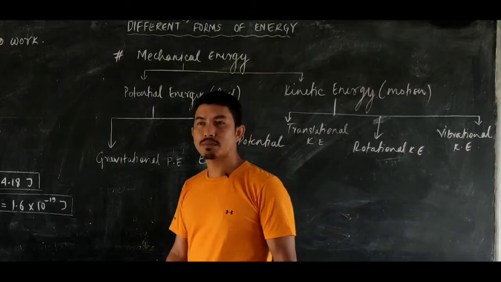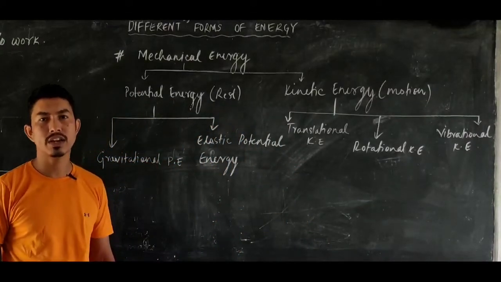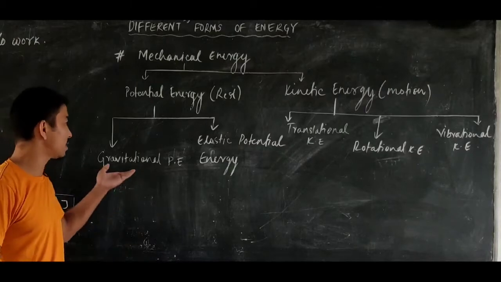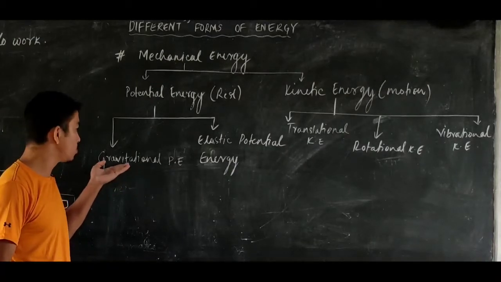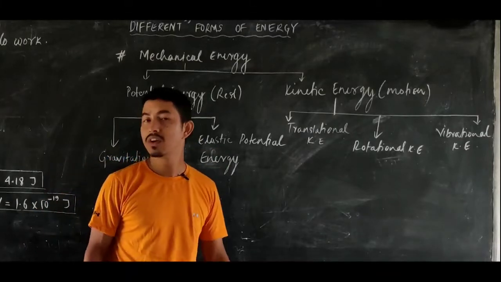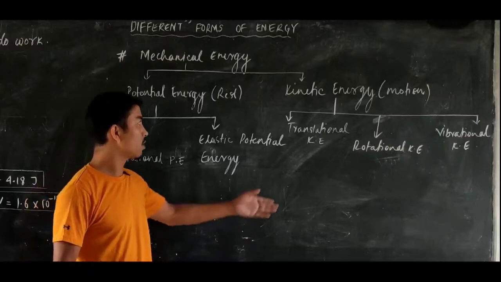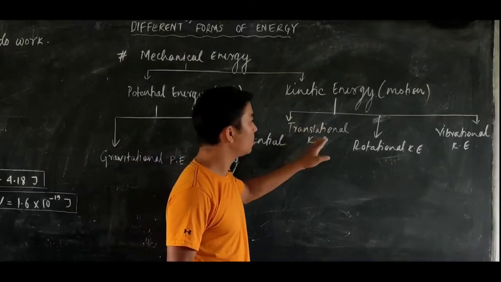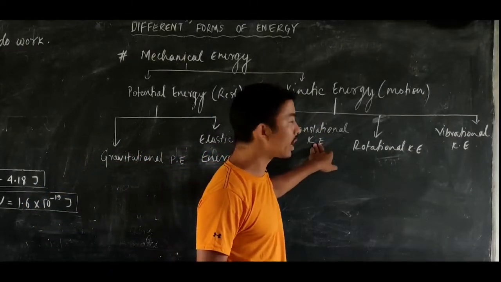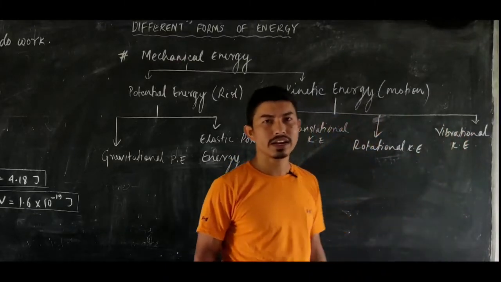Coming to the types of potential energy and kinetic energy, we have various kinds of each. We have gravitational potential energy, which is due to the gravitational pull of the earth, and elastic potential energy, which is due to the tension acting on strings. Among the types of kinetic energy, we have the translational kinetic energy, the rotational kinetic energy and the vibrational kinetic energy.